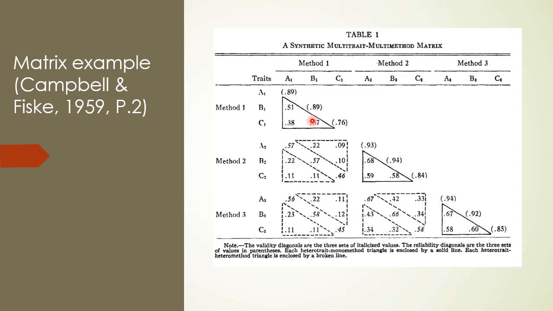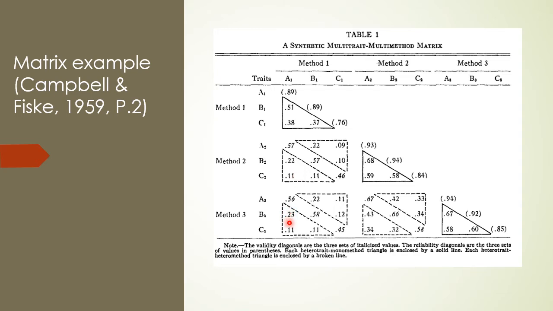The first rule is that the values in each cell or unit are supposed to be different from 0, which is clearly satisfied over here. We don't have any zeros in this specific matrix. The second rule is that any unit that has either a trait or a method in common should be higher than the values that are heterotrait and heteromethod. We can observe this over here with these two triangles. This triangle is heterotrait but monomethod, and it has significantly higher values than this triangle that is heterotrait and heteromethod. So the second rule is observed here as well.